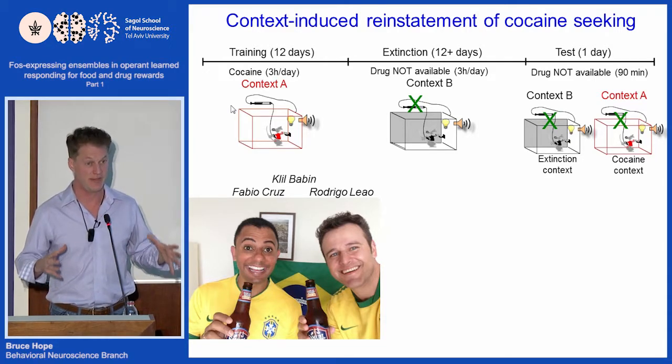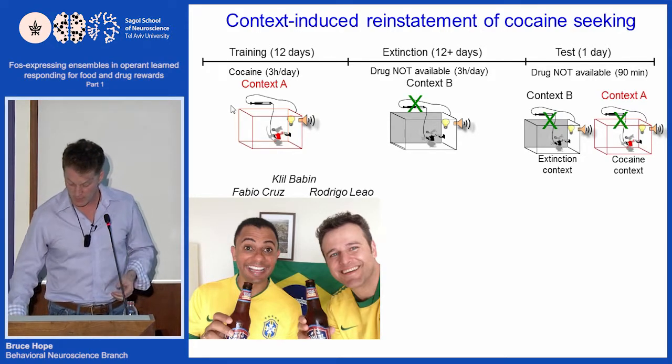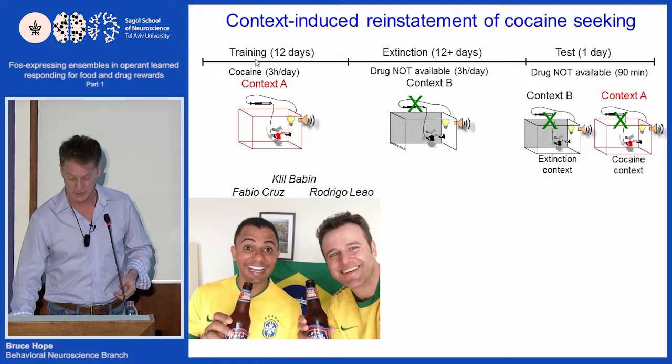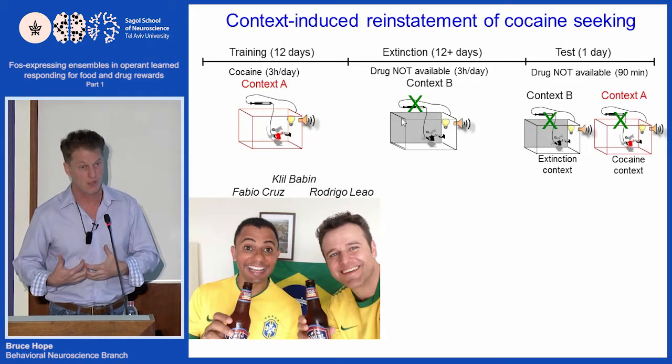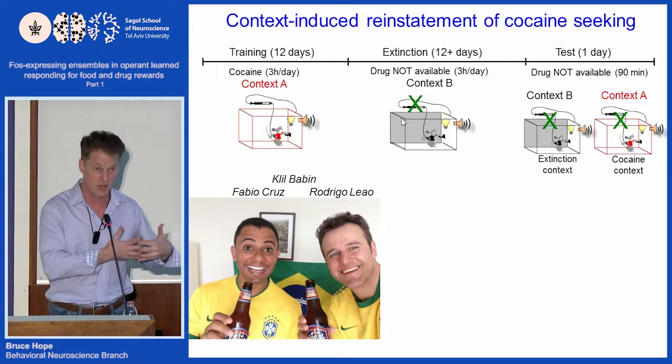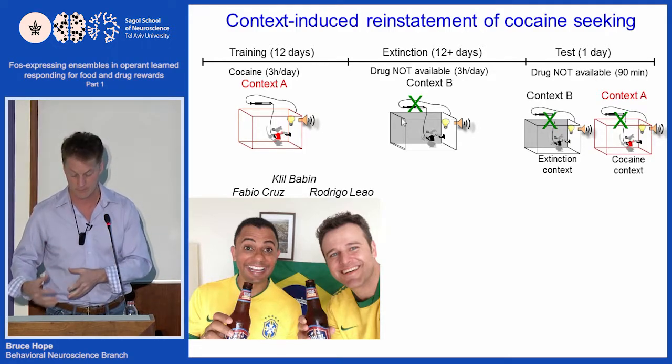And we're going to call that environmental conditions context A. And then, after they've learned to press the lever for that particular drug, they're placed in a different environment, a different set of stimuli. And in this area, they no longer get drug. So now they know that in context A, they get drug. In context B, they don't get drug.